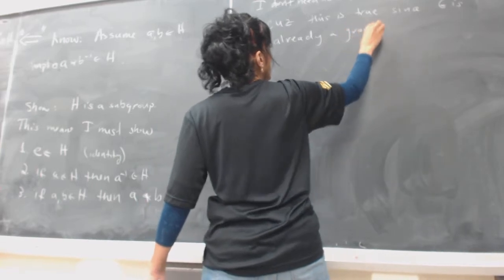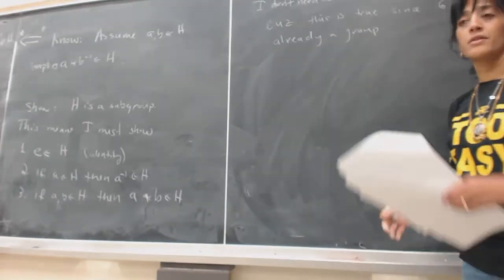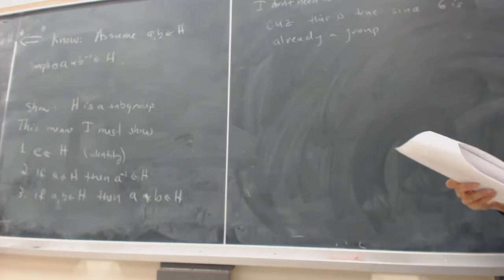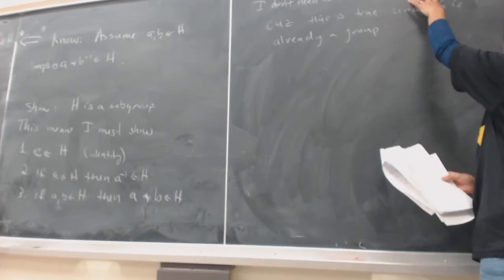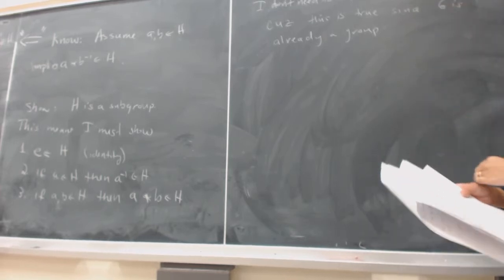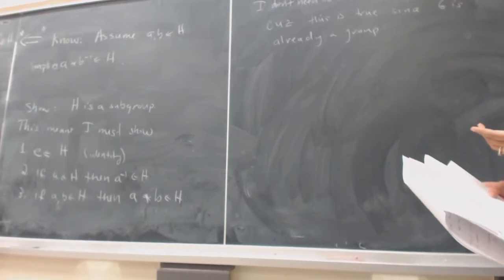Why aren't you checking associativity? Because it's already inside a group. So if there are three elements inside the set H, by the property of associativity in G, this automatically comes down. The other ones don't automatically come down.